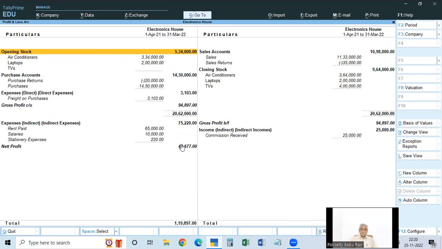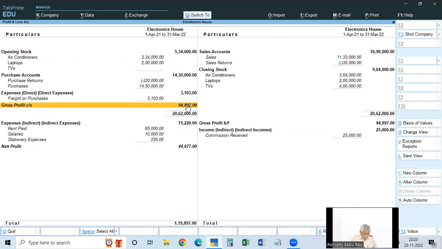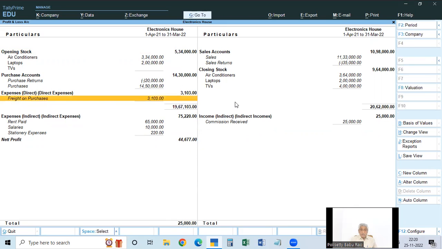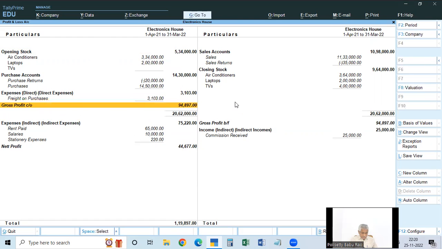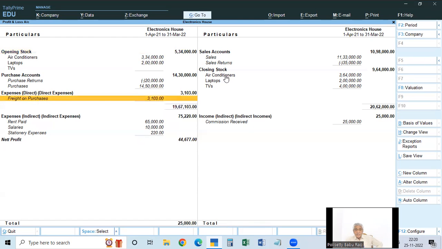Okay. Now, I will do one thing. I am hiding this gross profit. Hiding means Control or hiding. Again, if you want to unhide, Control U, it will unhide. So I am hiding this. Now we see, after this one, the upper part in the trading account.